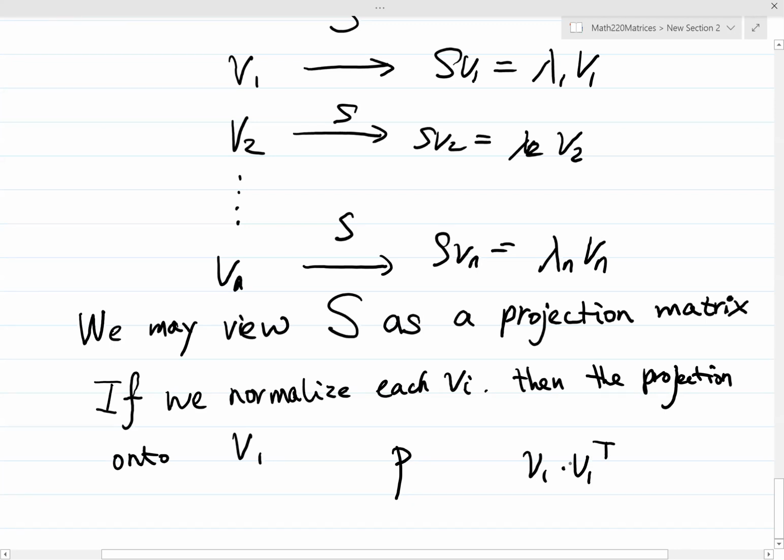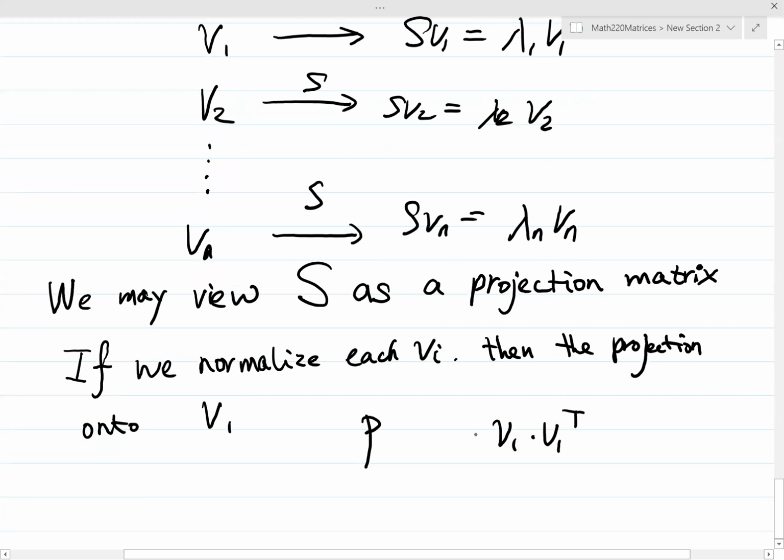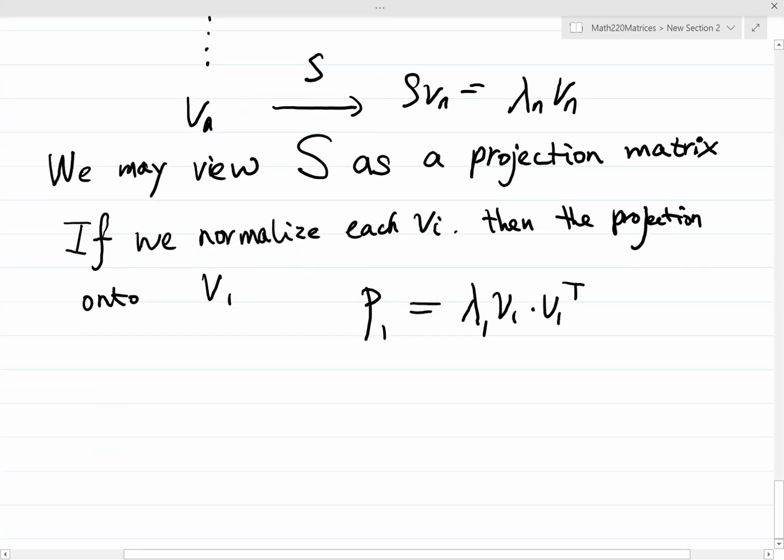Remember, it's not just projection. When we project onto the direction V1, we also reskew by the factor lambda 1. So what this matrix does for V1 is multiply by lambda 1. We also need to reskew by this factor lambda 1. So this is P1, and this tells what the matrix S does on V1.